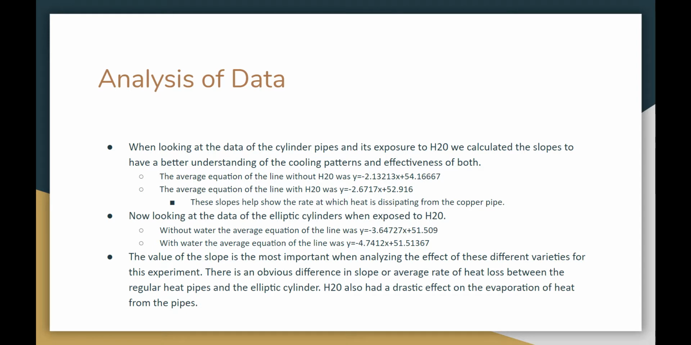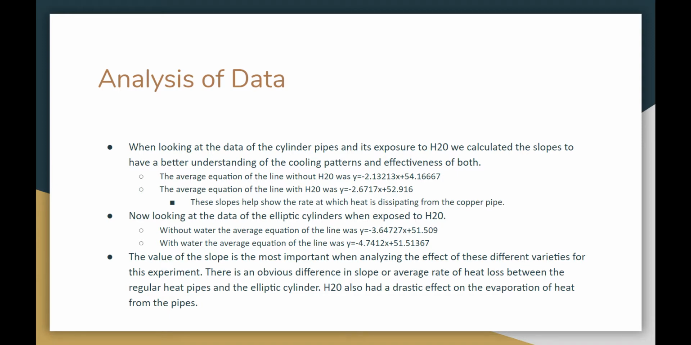Now we're going to analyze some data. We went ahead and found the average equation of the line. This is the regular copper pipe with H2O right here, and without H2O right here. It's at 2.3 without and 2.6 with, so that's a 0.3 increase in the slope, which is a pretty drastic increase. And once we look at the elliptic cylinder, it's even more drastic. We have 3.6 for our starting slope and then 4.7.